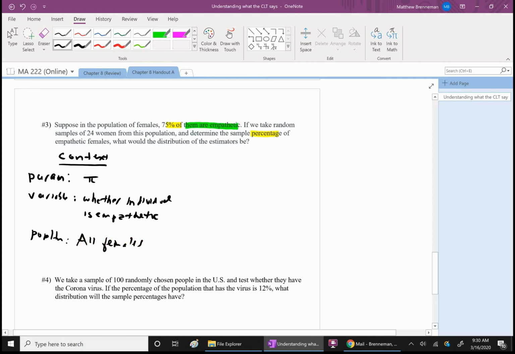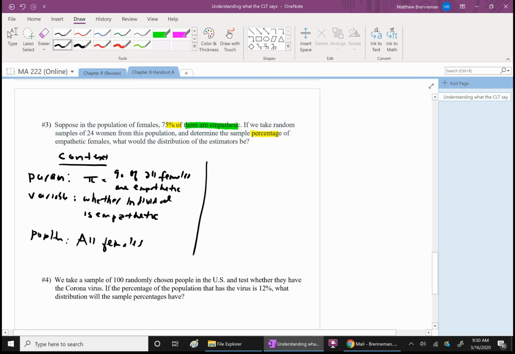And there's nothing that suggests it's a smaller population, okay? So pi here then must be equal to the percentage of all females that are empathetic. Okay, good.